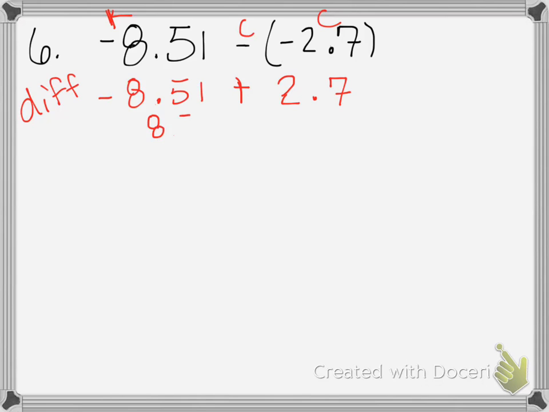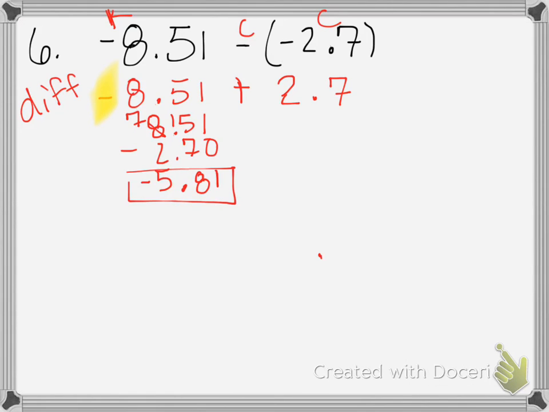So 8.51 minus 2.7. Line up your decimals. Add in your zeros where necessary. 1 minus 0 is 1. Gotta borrow from the 8. 15 minus 7 is 8. Your decimal gets brought down. 7 minus 2 is 5. And then keep the sign of the bigger number, which in this case is that negative. So it's negative 5.81.